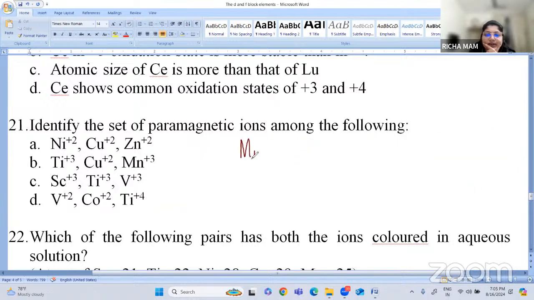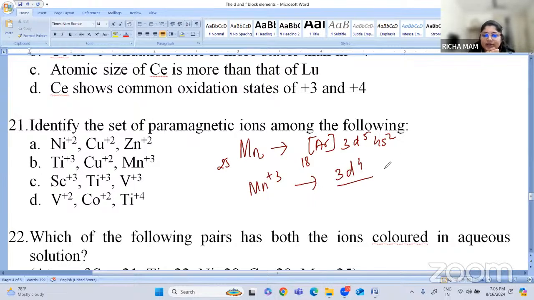If I write for Mn, Mn is 25, so it will be argon 18, then 3d5 and 4s2. So Mn +3 will be what? It will be 3d4. Now here 4 electrons are present.